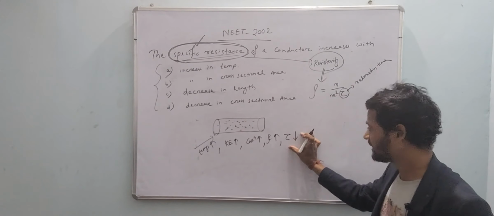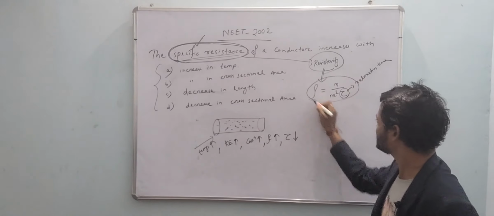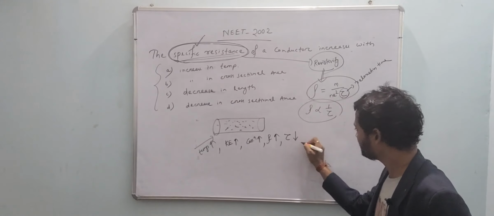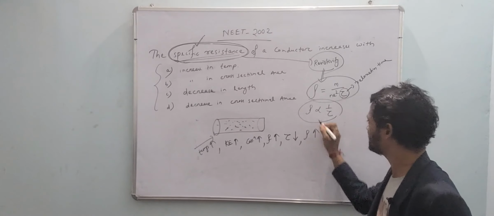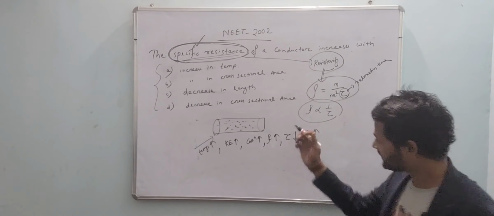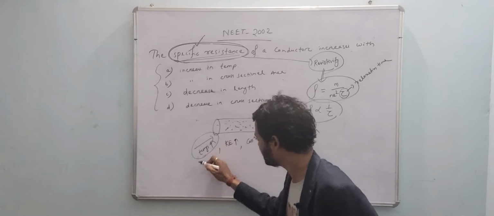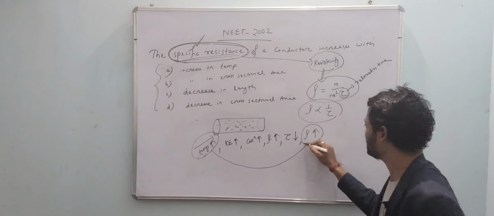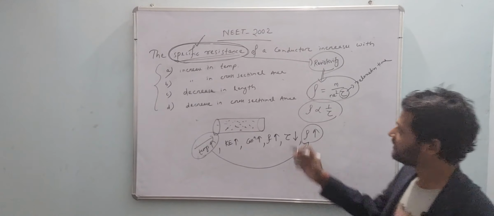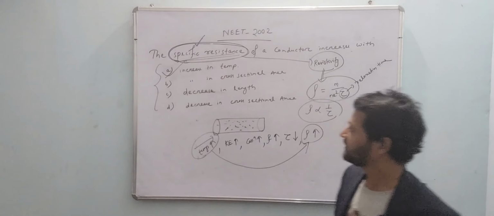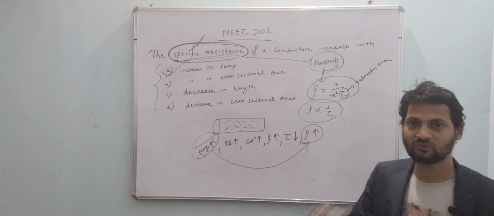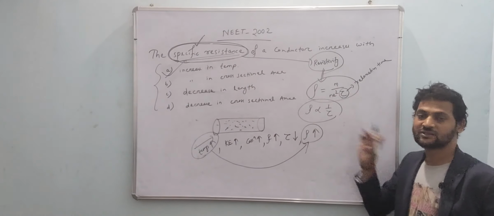So since relaxation time will be less, as you know from this expression, rho is inversely proportional to tau. So if tau decreases, then what about the resistivity? It will increase. So finally what do we conclude? If temperature increases, then resistivity will increase. So here the correct option is A. That means specific resistance is directly proportional to the temperature. More is the temperature, more is the resistivity.